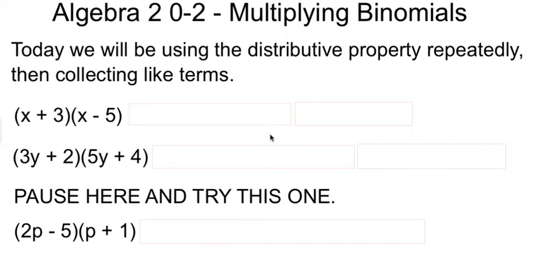This is Algebra 2, Chapter 0, Section 2, in which we will be multiplying binomials. You may have learned an acronym, FOIL, which stands for first, outside, inside, last. It's the same thing. I don't use the term FOIL because that only works if you have two terms and two terms. And later on we'll be multiplying things that are bigger than just 2 by 2.